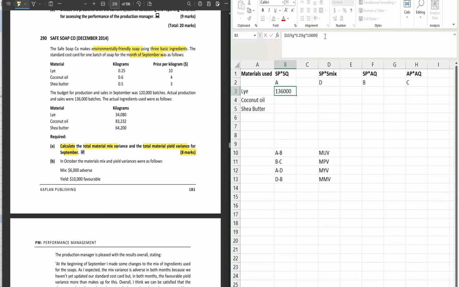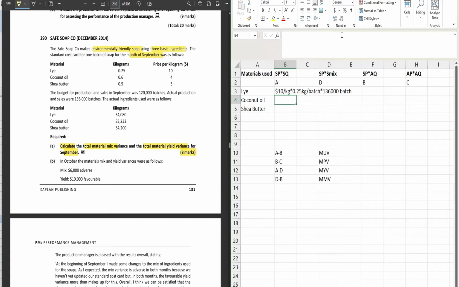So this is per batch and this is the batch. It's very important to look at whether the provided figure is in kg, whether it is in grams, whether it is in units or batches. We need to read the requirement or scenario very carefully, because a small mistake can be costly. It will be costly for you.